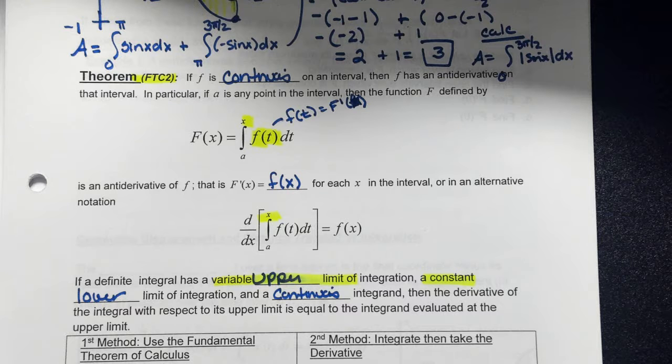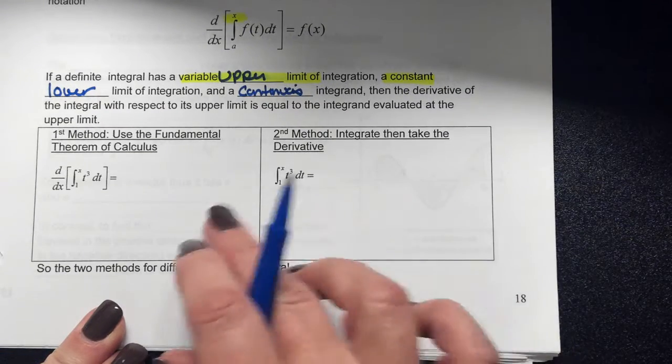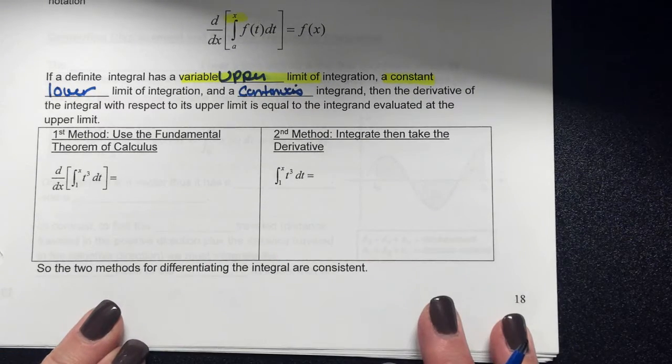Because remind me again, what's the derivative of a constant? 0. So that's why you want to make sure, because remember when you evaluate definite integrals, it's always minus that lower bound. So when you take the derivative of a constant, that's why that lower bound's got to be the constant. So this is why this theorem applies. So let's just take a look at these two different theorems here.